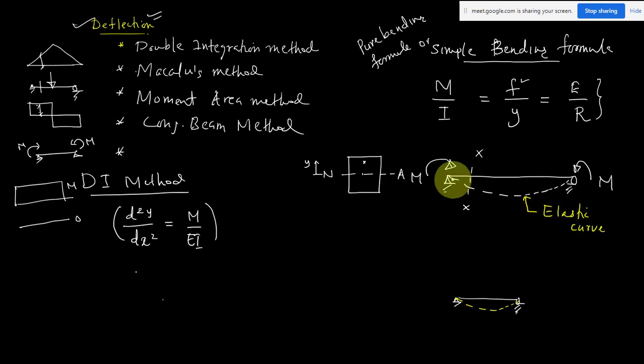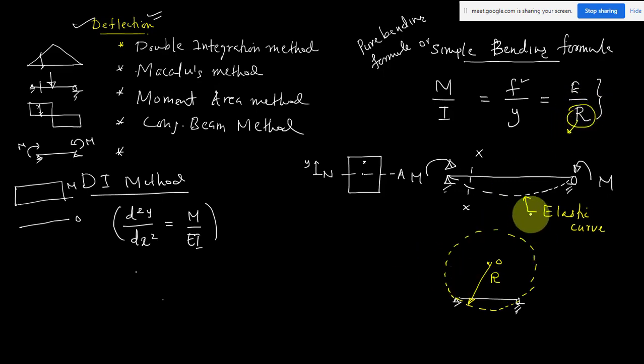The elastic curve or deflected shape of the beam in the pure bending condition will be a part of a circle. This will be a part of a very large circle, but this curve will be a part of an imaginary circle. If we have a circle, there will be some center and some radius, and the radius of this circle is called the radius of curvature R.